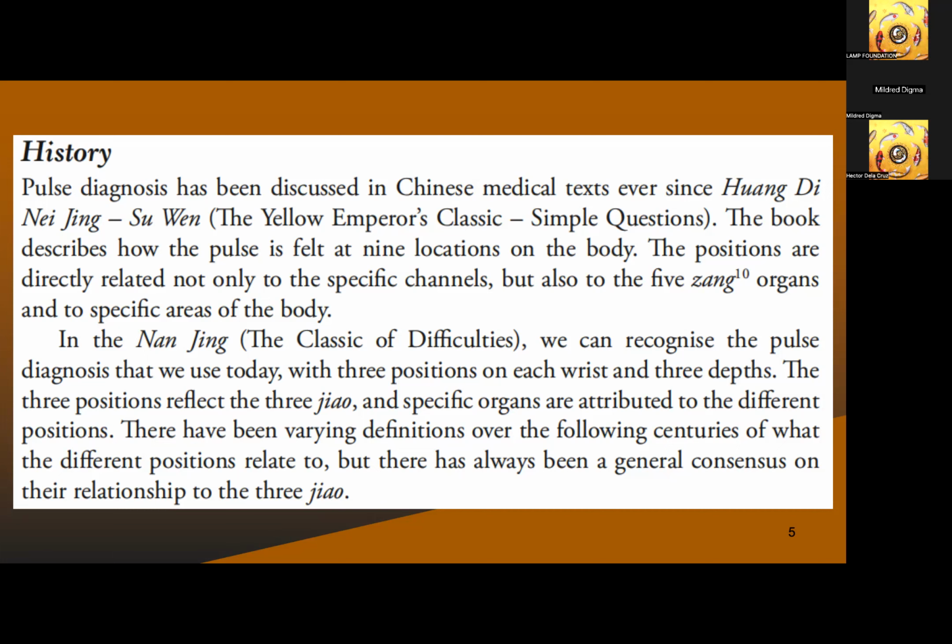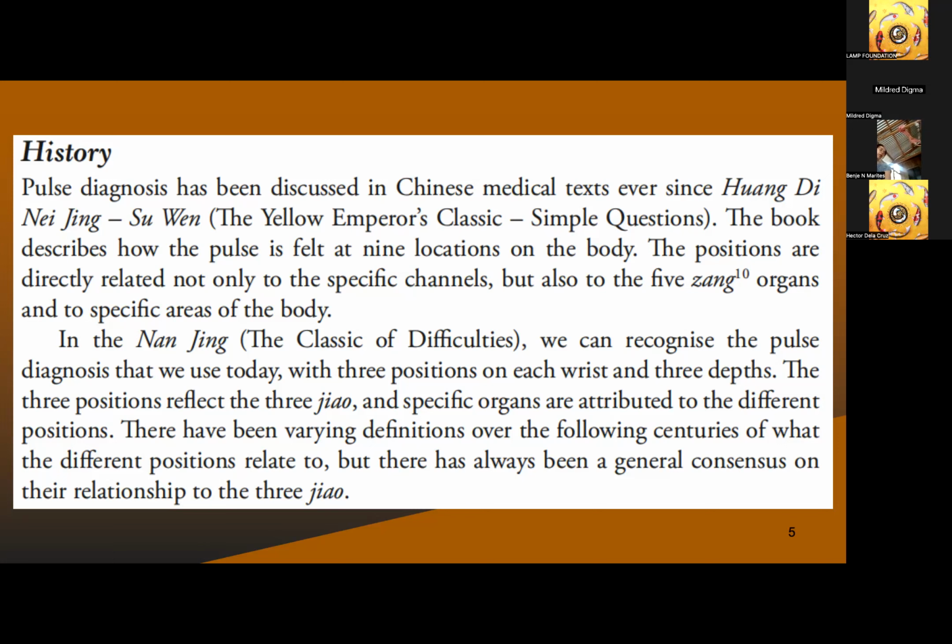In the Nanjing, we can recognize the pulse diagnosis that we use today with 3 positions on each wrist and 3 depths. Yan po yung common na ginagamit ngayon. The 3 positions reflect the 3 jiao, and specific organs are attributed to the different positions. There have been varying definitions over the following centuries of what the different positions relate to.